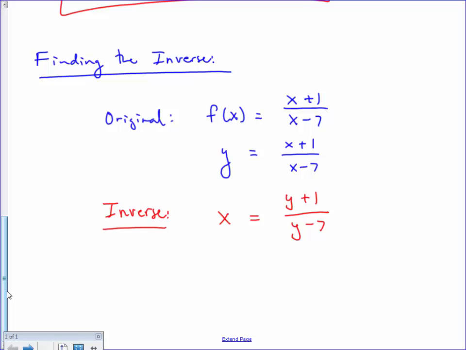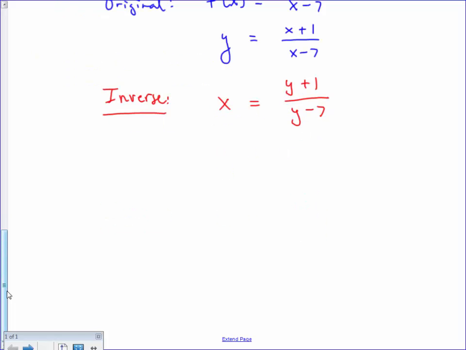Now this is a trickier problem than we've looked at before. We now need to solve for y. Because it's a fractional type thing, we want to use the idea of using the LCD. The LCD would be y minus 7 over 1. And so we want to multiply both sides by that value.